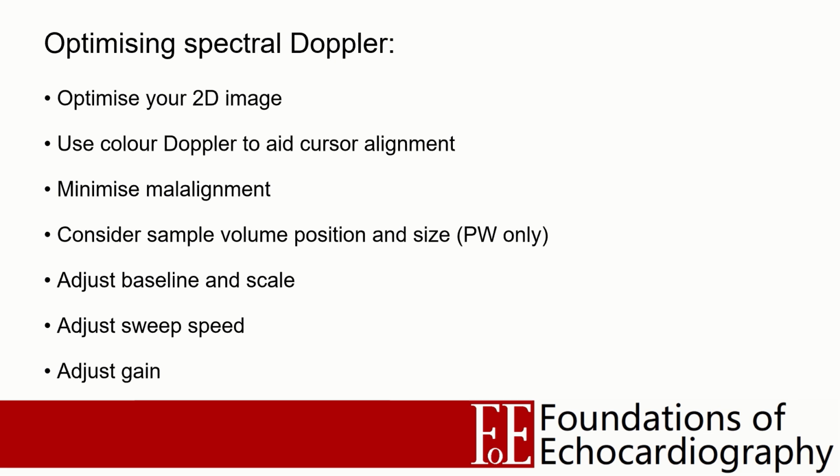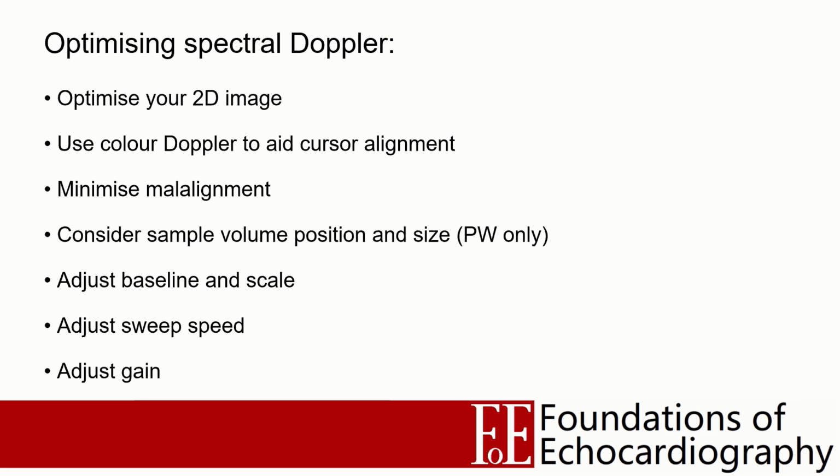Next, you will often wish to place a color box over the area that you're interested in. This will provide you with a visual representation of the flow of blood, and in most instances, you'll want to align your cursor with the color flow. Remember, color flow is a form of pulsed wave Doppler, just represented as 2D or 3D color rather than as a graph.